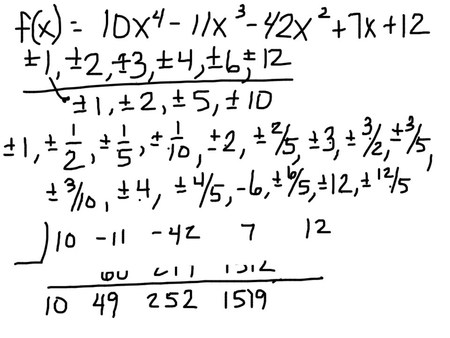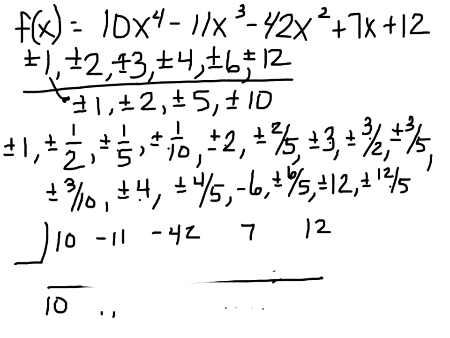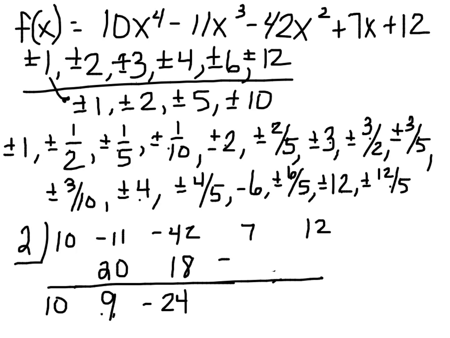Try again. 2. 2? Yeah. 10 times 2? 20 minus 11. 2 times 9? Negative 42 plus 18. Negative 24 times 2. Negative 48. Plus 7 is negative 41. 2 times negative 41? Negative 82. No.